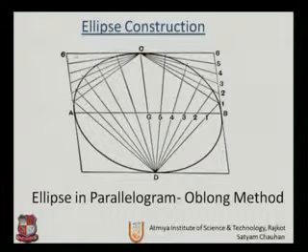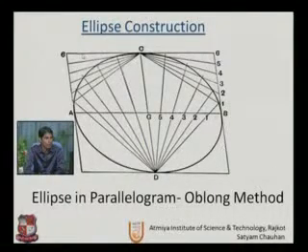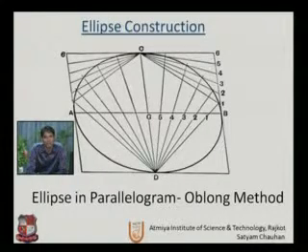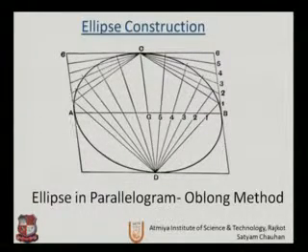On to our next ellipse construction, the second problem. Similar to the concentric circles, in this ellipse construction we have a parallelogram. As we have seen in geometric construction, a parallelogram is a geometry with 4 edges, with opposite sides parallel to each other, and this method is called the oblong method. Let us see how to create an ellipse in this parallelogram.